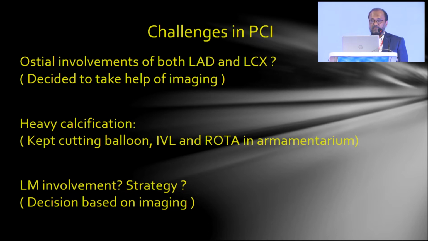The challenge in PCI was ostial involvement of both LAD and circumflex. Circumflex is quite evident, but LAD I am not sure about, so we decided to take help from imaging. With heavy calcification, to see the amount of calcification, we kept in our armamentarium cutting balloon, IVL and rota. Left main seems normal, but both ostia may be involved. So what will be our strategy? Single or double stent, or which technique will we take?